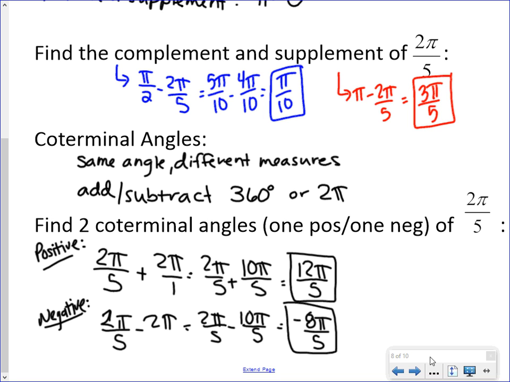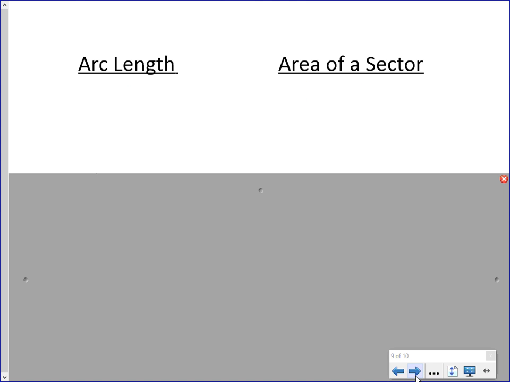All right, Hallie and Tegan, you guys had my last bit, arc length and area of a sector. And the first thing you guys said was, what?